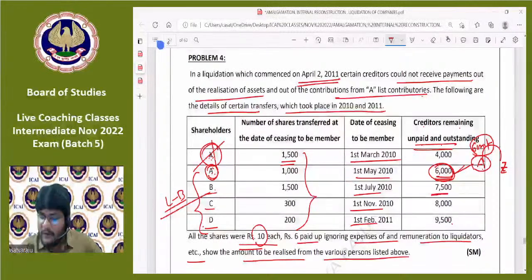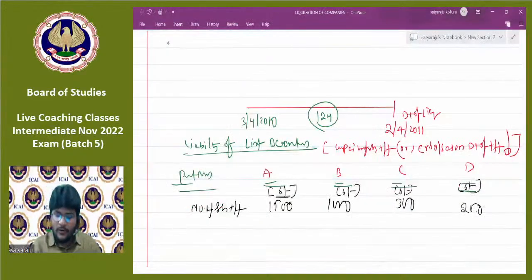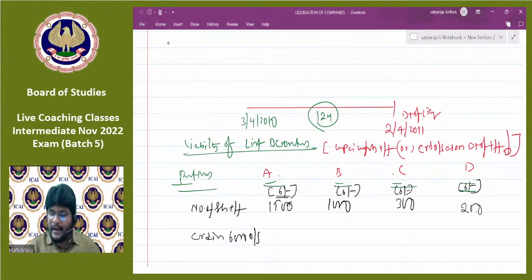Now in this 7,500, 6,000 is there. In this 8,000, 6,000 is there. In this 9,500, 6,000 is there. That means for this 6,000, A is responsible, B is also responsible, C is also responsible, D is also responsible. Because in this 9,500, 6,000 is there, 8,000 also 6,000 is there, 7,500 also 6,000 is there. That means for that creditors 6,000 outstanding, A, B, C, D all are responsible in the ratio of the shares transferred by them.